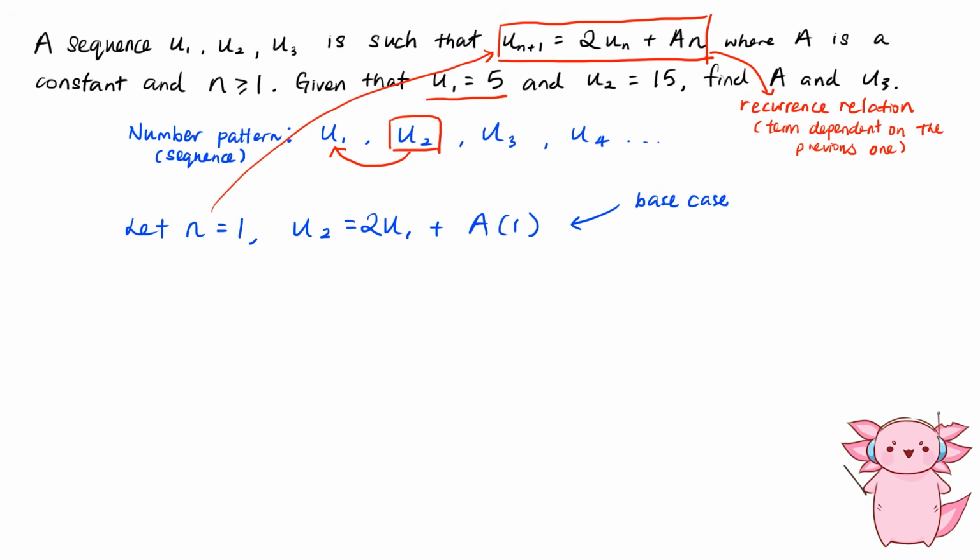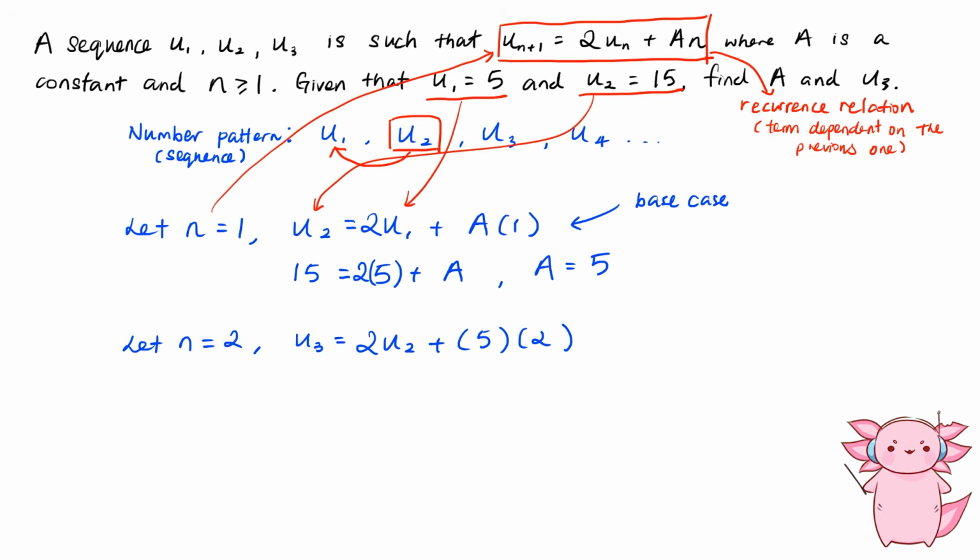Since u1 is equal to 5 and u2 is equal to 15, let's put these values in and we can solve for our unknown a, which is 5. Now the final step is to just let n equal 2, and putting all the values in, we can get the final answer of u3 is equal to 40.